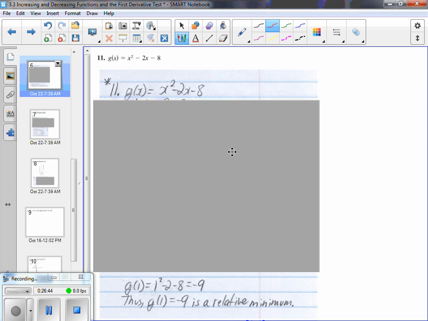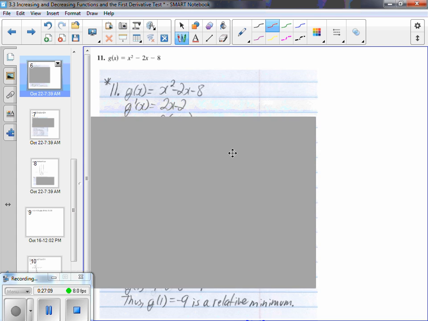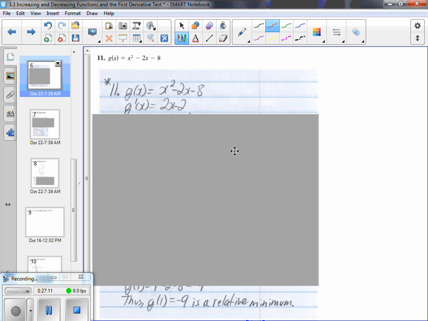All right. g of x equals x squared minus 2x minus 8. If I'm supposed to find relative extrema, or I'm supposed to find intervals where the function's increasing or decreasing, I need the derivative. Because positive derivative means function's increasing, negative derivative means function's decreasing. So I need the derivative. Well, this is a fairly easy one. g prime of x equals 2x minus 2.